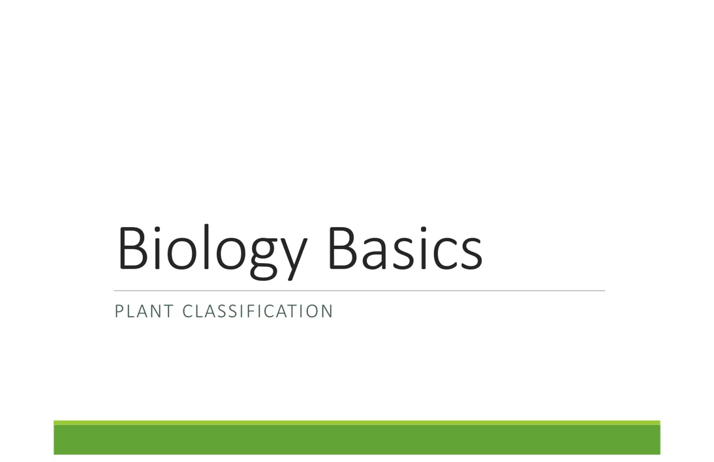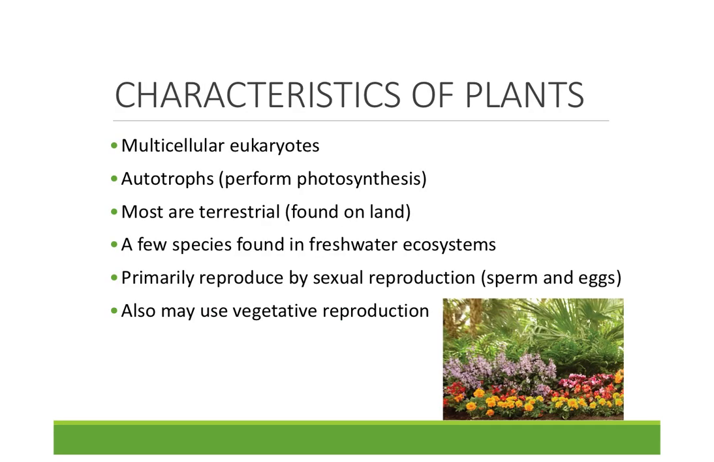In this video, I'm going to introduce the plant kingdom by talking a little bit about plants and how we organize them. All plants share certain characteristics. They are multicellular, and their cells are eukaryotic. That means they have a nucleus. The DNA is wrapped up and stored safely in the nucleus.